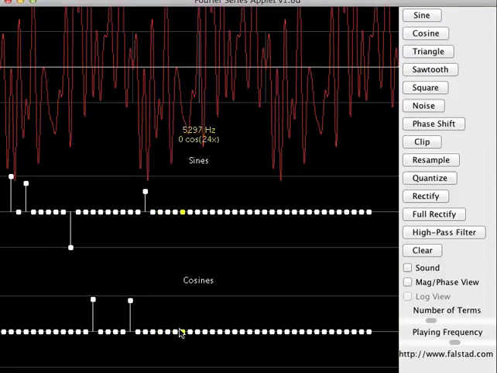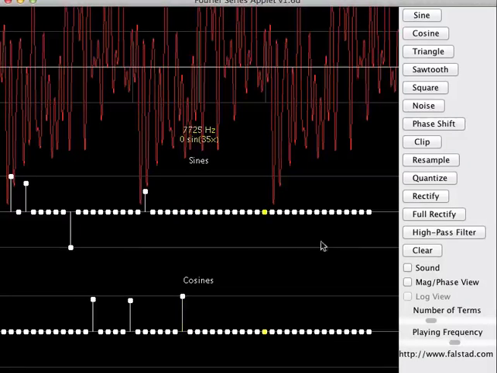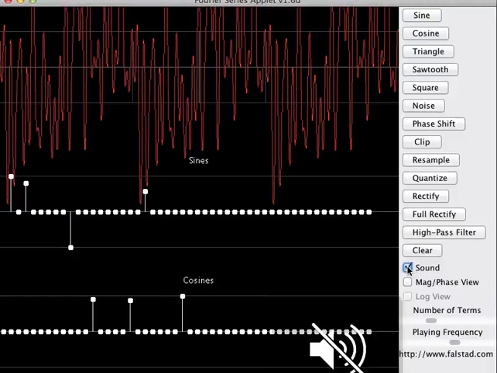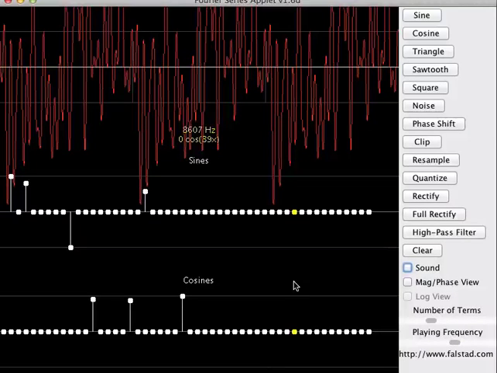However, notice it's still continuous, right? Let's listen to what this sounds like. Ooh, that was not pretty. So we can keep doing that, and we can build. It turns out we can build just about any periodic function by doing this.